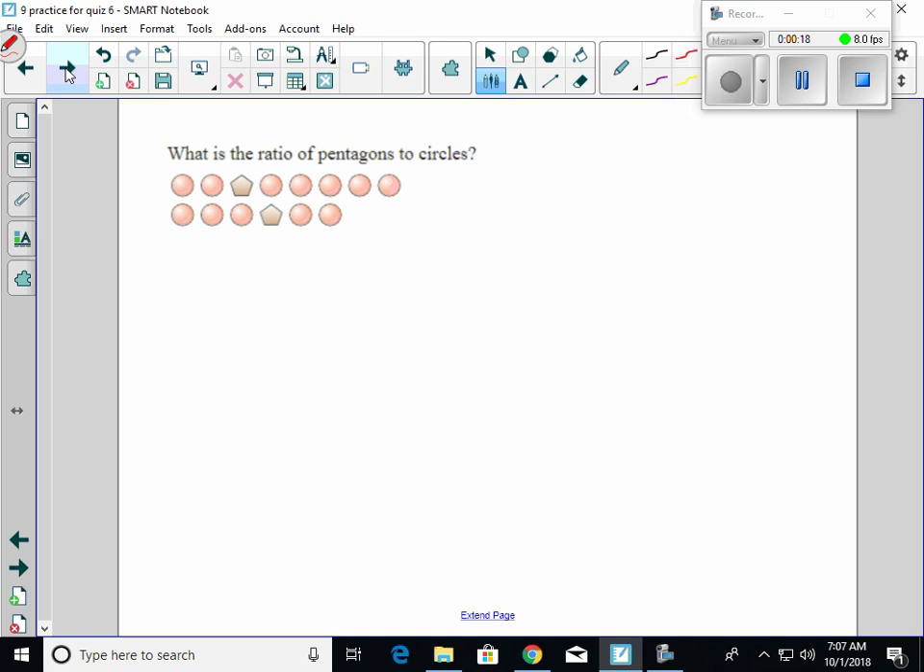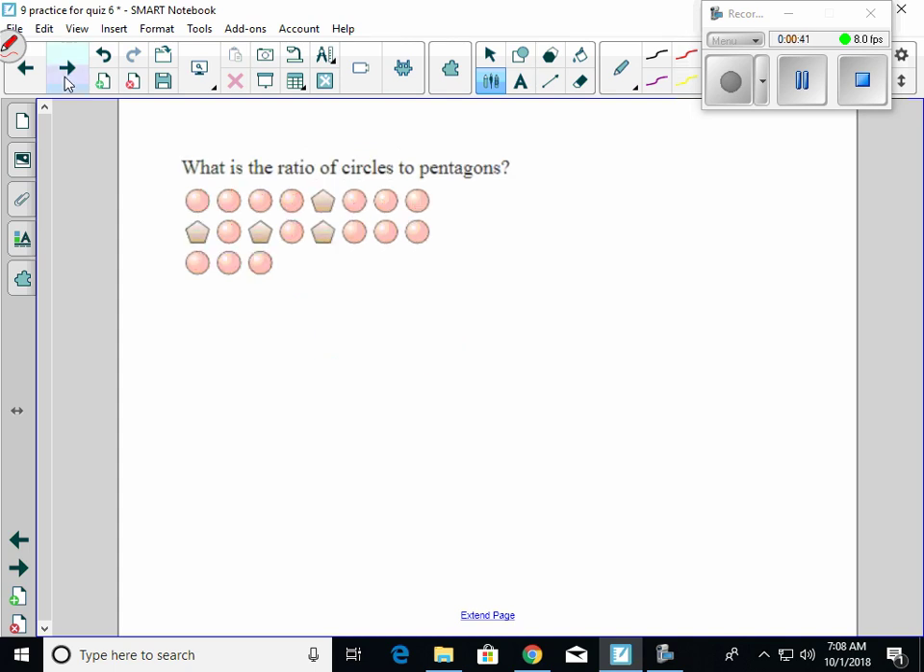What is the ratio of pentagons to circles? I'm going to count up the pentagons, and I'm going to count up the circles, and I can use the word "to" in between, I can use a colon, I could even make a fraction. So there's 2 pentagons and 1, 2, 3, 4, 5, 6, 7, 8, 9, 10, 11, 12 circles.